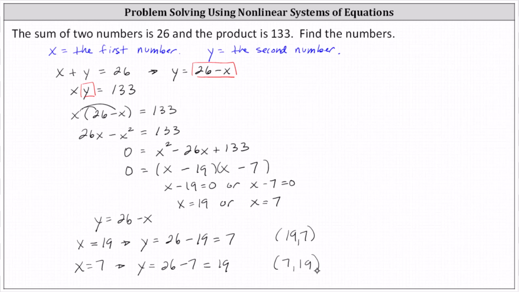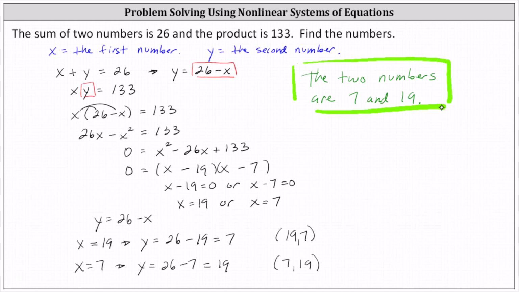But for the question, we're only looking for the two numbers that have a sum of 26 and a product of 133. For both ordered pairs, notice the two numbers are the same. The two numbers are 7 and 19. So our final answer is the two numbers are 7 and 19. Again, the order doesn't matter, and therefore we actually only have one solution.